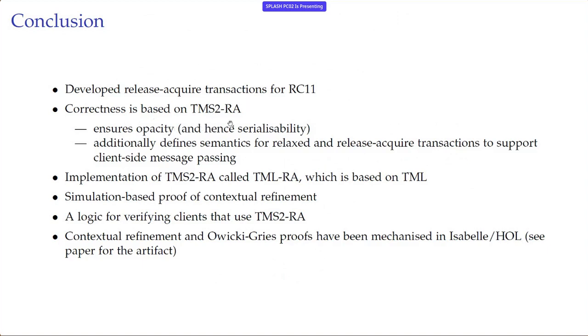This thing that we defined, this is the specification, TMS-2RA, really is a slight relaxation, but also a proper specification that works for weak memory, and it guarantees opacity. But also, if you have release-acquire transactions, we can support client-side message passing, which TMS2 by itself didn't really specify. And then we've got this implementation, which has been proved correct, and there's a simulation-based proof, and this logic that I showed you at the end super quickly, that's also there as well.